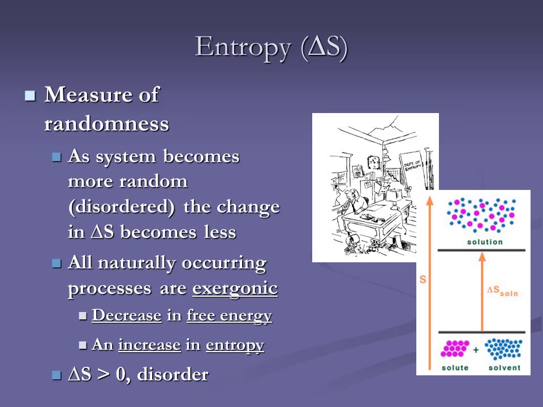So as we look at this disorder and the fact that we want to be as disordered as possible, here's one to highlight, to take home. All naturally occurring processes are exergonic. Ex, what does that mean for energy? It's out. Right here. All naturally occurring processes are exergonic, energy out. That increases the disorder.